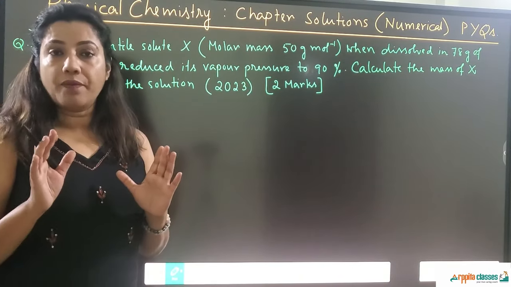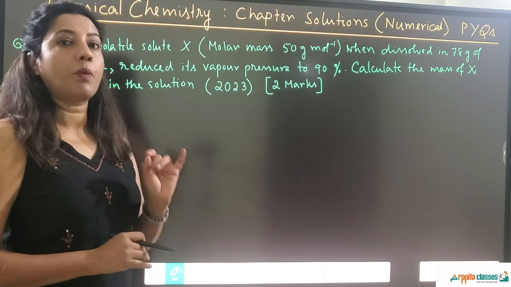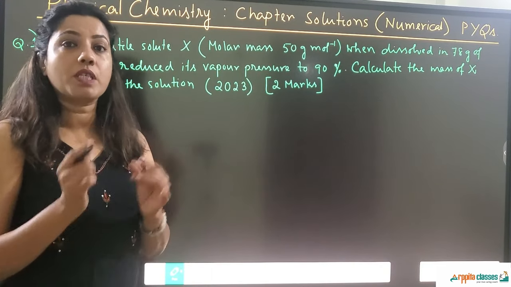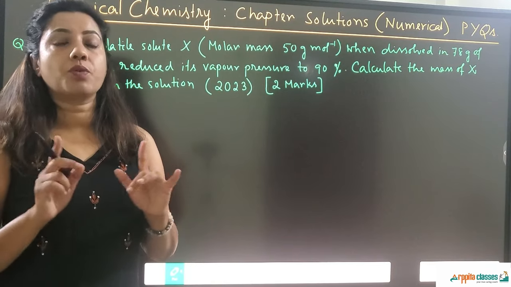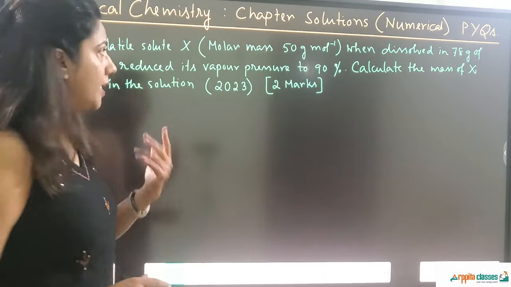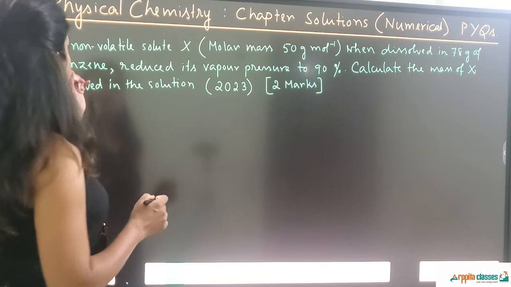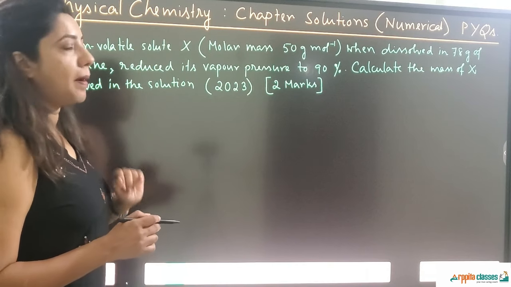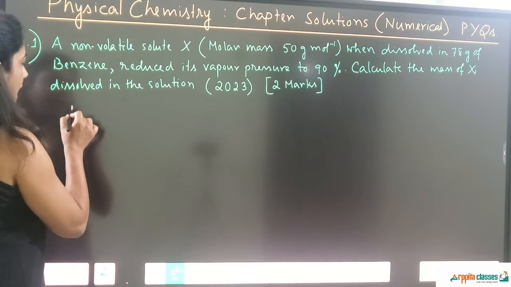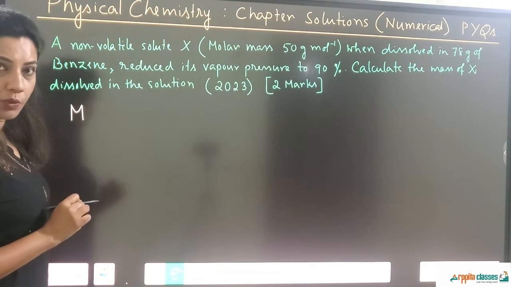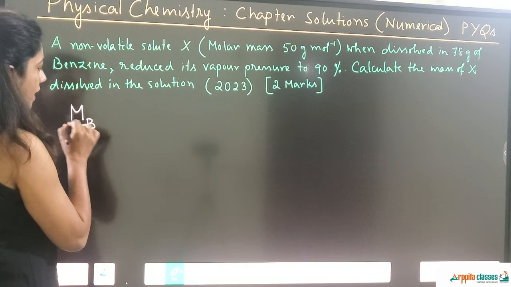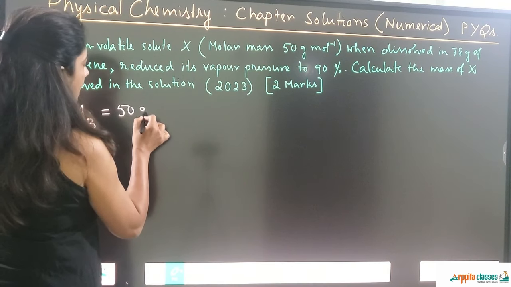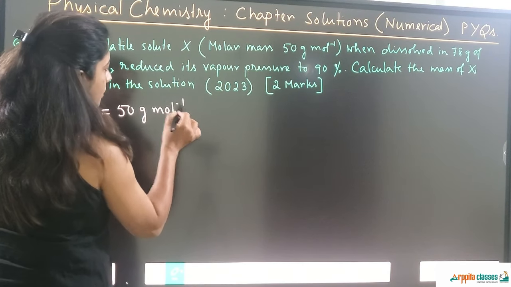First of all, we have to write all the information given in the question with proper denotation. We all know that the information of the solute is denoted by B and the information of the solvent is denoted by A. I'll remind you of everything while doing the sum. First is a non-volatile solute X, which has a molar mass of 50 gram per mole. Molar mass is denoted by capital M, and since it is the solute, you can write MB or M2. I wrote MB, which is 50 gram per mole.